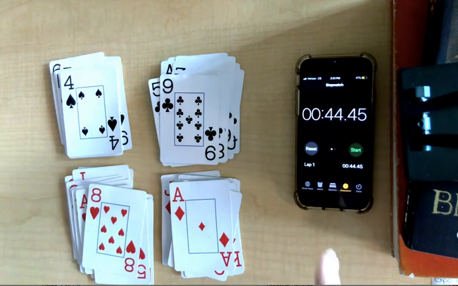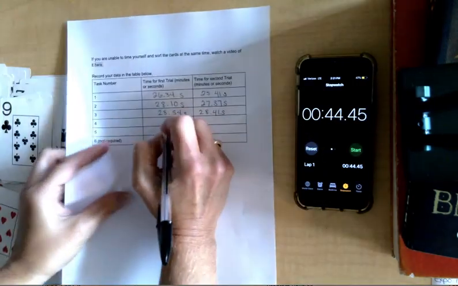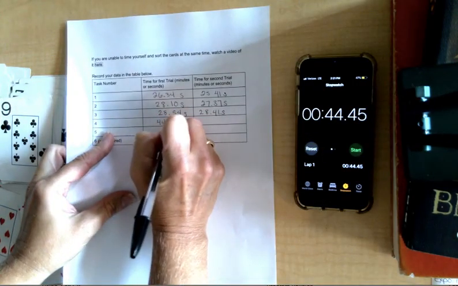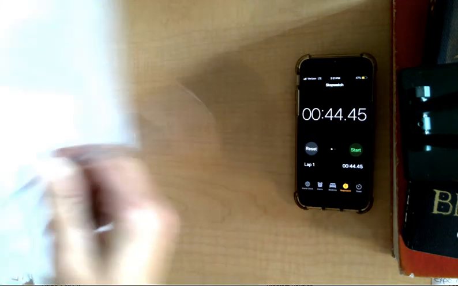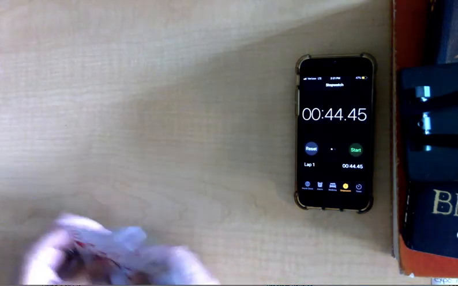Okay, stop. 44. Wow, that took me a lot longer than the other ones. So I'm going to record that. 44.45 seconds. And we'll try it again just to make sure. Dropping them all over the place just to make sure that our timings are accurate. So I'm going to reset that.